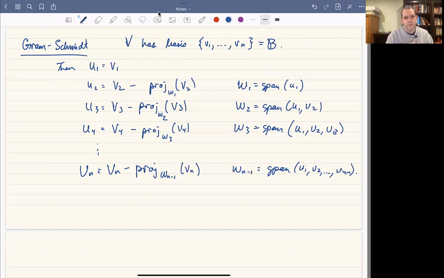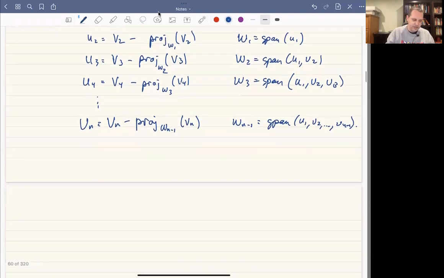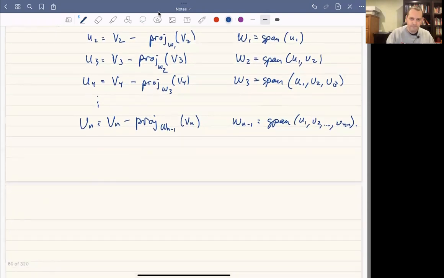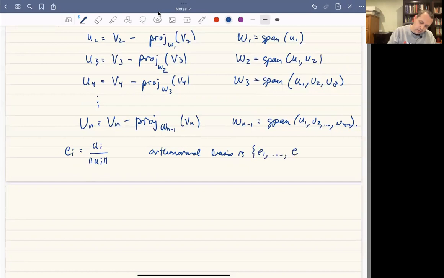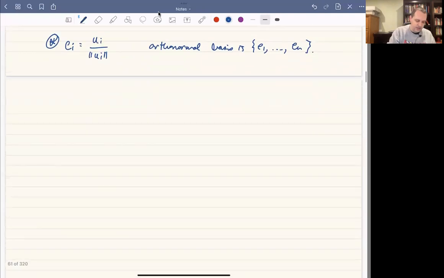So this is the Gram-Schmidt process. Oh, I'm sorry, that's like 95% of Gram-Schmidt. That's the orthogonal basis. So U1 to Un is the orthogonal basis. And then you can let E sub i be U sub i over the length of U sub i. And then the orthonormal basis is those vectors E1 to En. Okay, that's the idea. So let's see this in action.